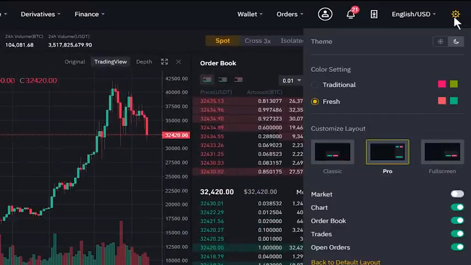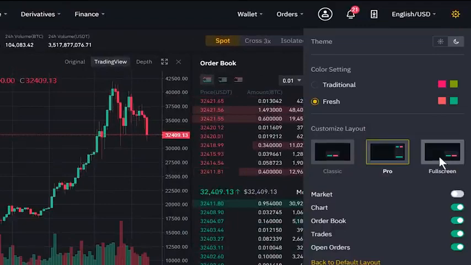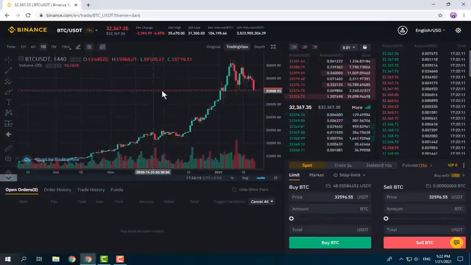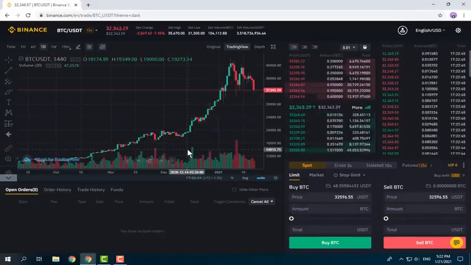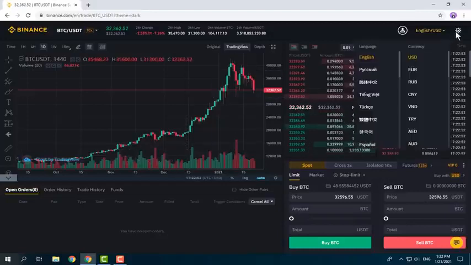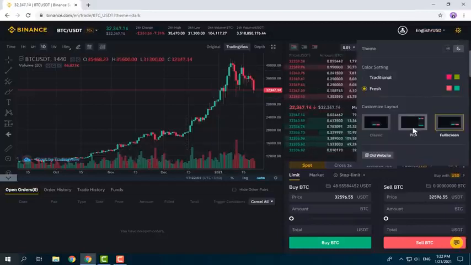We have another layout which is named full screen, which is somewhat similar to pro, but the buy and sell orders are here in separate sections, and the order book and trades are here above that. Selecting a layout is actually your personal choice, and you must see which of them you're more comfortable with. In this video, we continue with the pro layout.